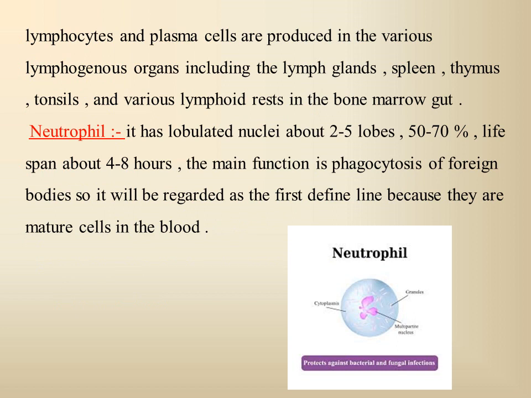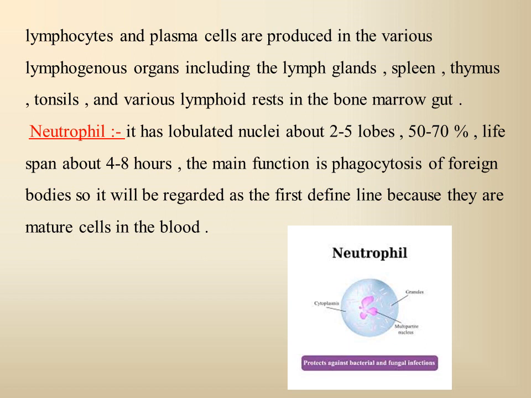Lymphocytes and plasma cells are produced in the various lymphogenous organs, including the lymph glands, spleen, thymus, tonsils, and various lymphoid rests in the bone marrow and gut.